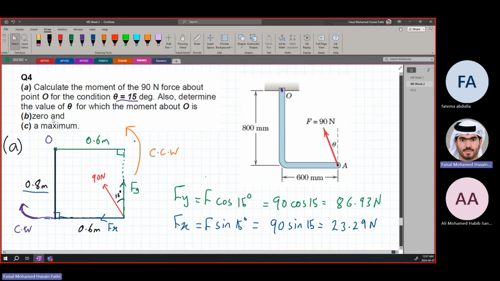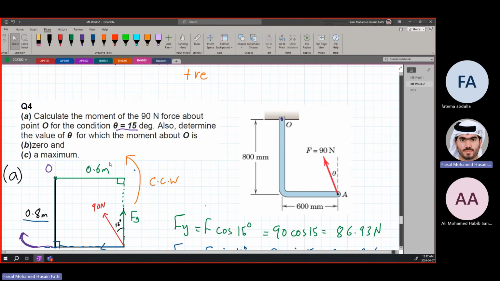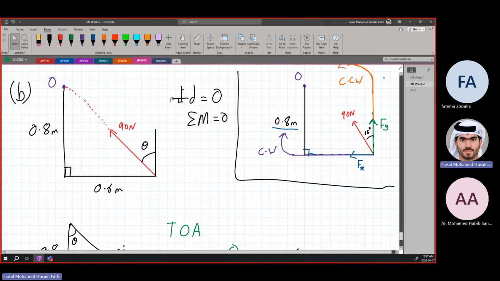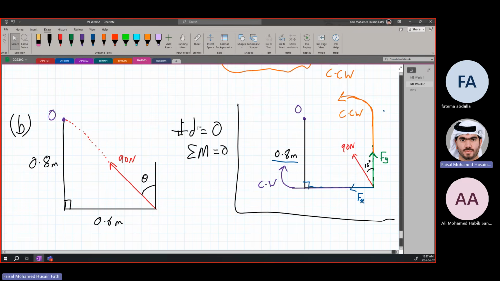Again, a very quick recap. Whenever they're asking for a zero moment, it means the force has to go directly through the moment point. The direction of the force has to go directly through it. In other words, there is no perpendicular distance.